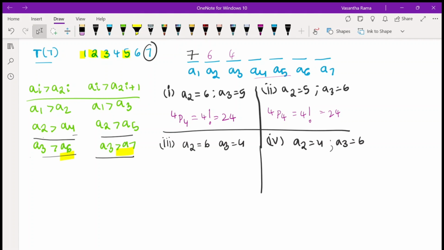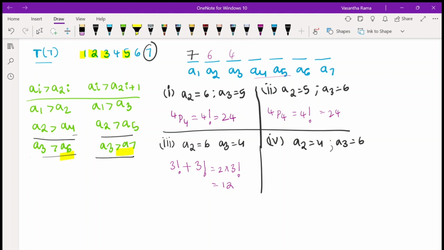So if 5 was in A4, there would be 3 factorial ways of filling A5, A6 and A7 with 1, 2 and 3. However, if 5 went in A5, there'd be again 3 factorial ways to fill A4, A6 and A7 with 1, 2 and 3. So that would be 2 into 3 factorial ways. That is nothing but 12. There are 12 possible arrangements with 7, 6 and 4 as the first 3 digits.